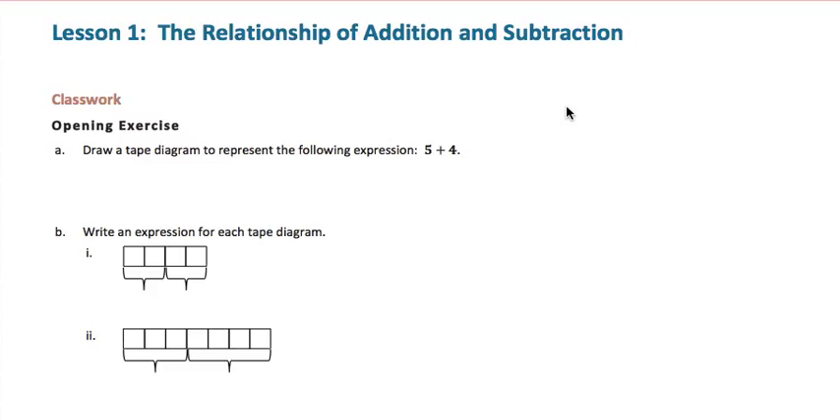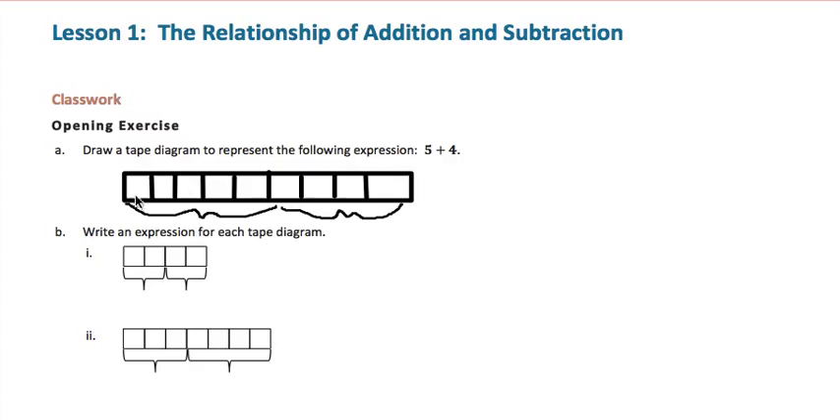In Module 4, Lessons 1 and 2, we're going to look at the relationships between addition and subtraction and also multiplication and division. So we'll start off with some tape diagrams. You're asked to draw a tape diagram to represent 5 plus 4.